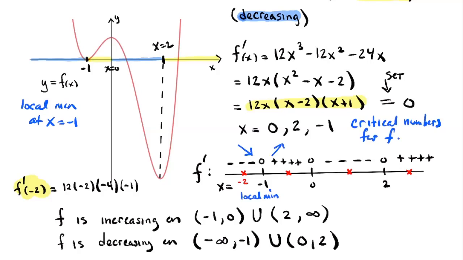So encoded in the sign diagram, the fact that the first derivative was changing from negative to positive, I could have told you that that was a local minimum at x equals -1 without that picture, yeah? Because if something stops decreasing and starts increasing, it must have bottomed out. It must have turned around.